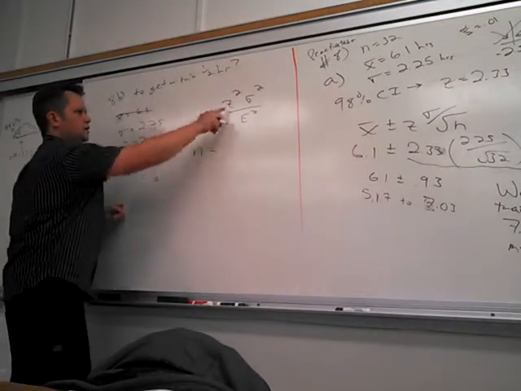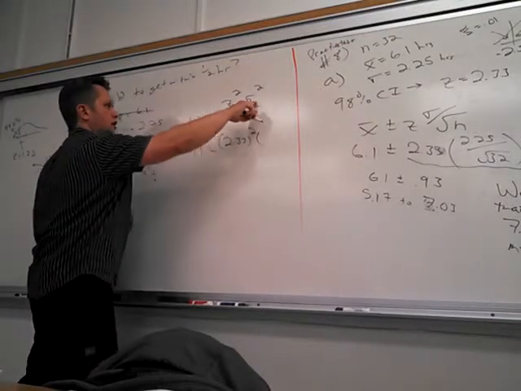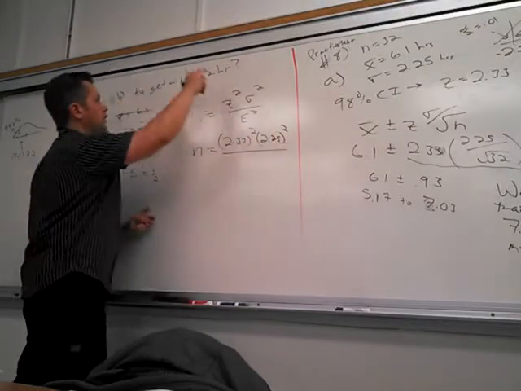So n is z squared times sigma squared over e squared.